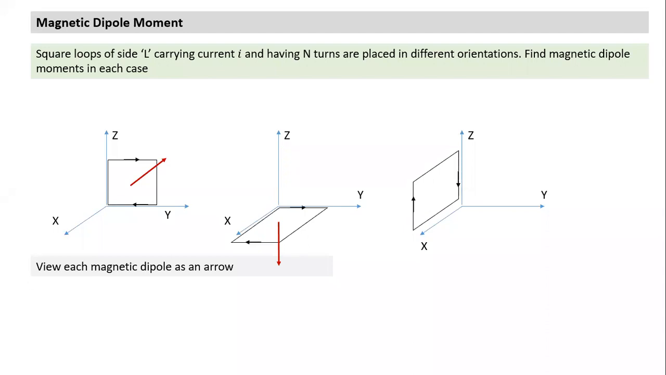Rather than looking at the whole loop, I'm thinking, yes, this is the magnetic dipole. It's a vector, so I should be able to view any vector as an arrow. In the third case, how would the arrow point? Since it was along minus j cap, that's the direction of the arrow. So view each magnetic dipole as an arrow, as a vector, which helps in solving several questions and in easy understanding.